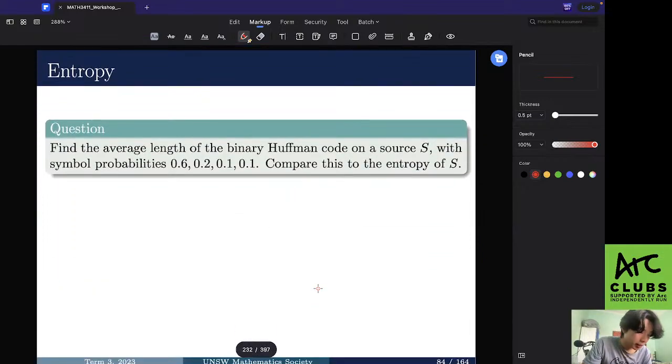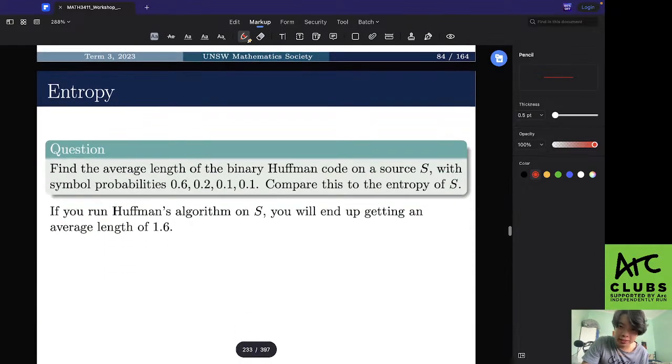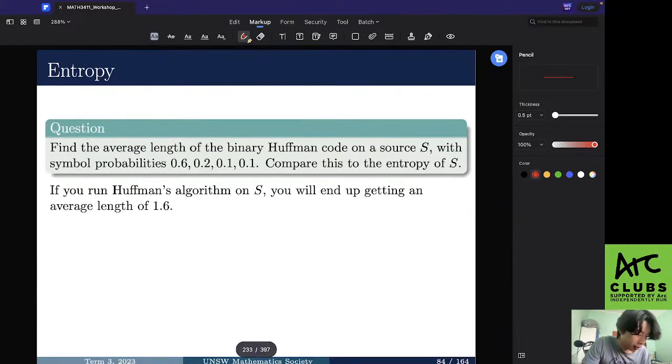So, how might we use entropy? Well, the first thing that this question wants us to do is calculate the average length with a binary Huffman code. Although, thank you to Jess, we already know how to do that, so I've just skipped that part. We have an average length of 1.6. And how do we calculate the entropy?